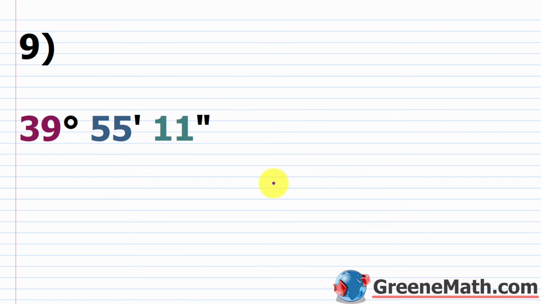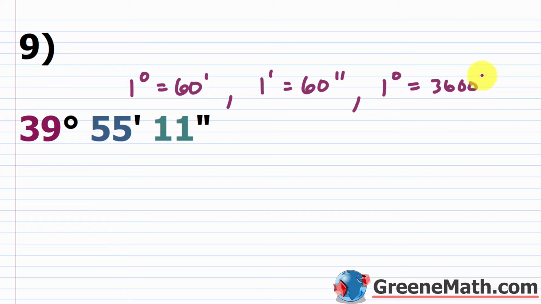So let me just write some relationships here. We know that 1 degree is equal to 60 minutes. We also know that 1 minute is equal to 60 seconds. And in the lesson, we talked about the fact that 1 degree was equal to 3,600 seconds. And again, that's pretty easy to figure out.